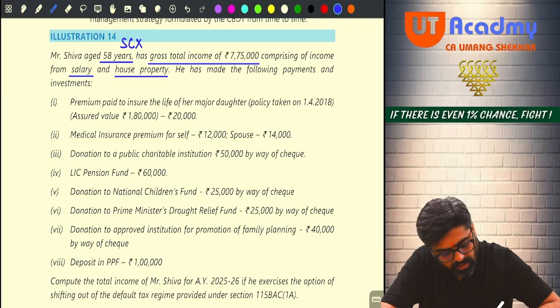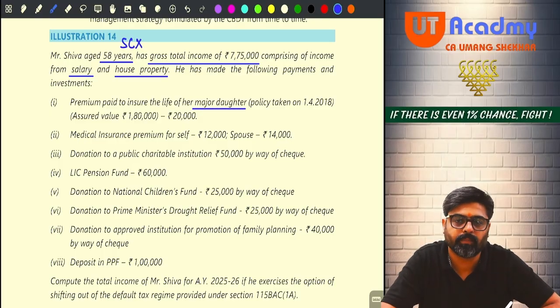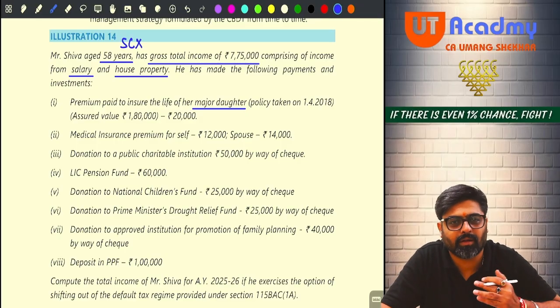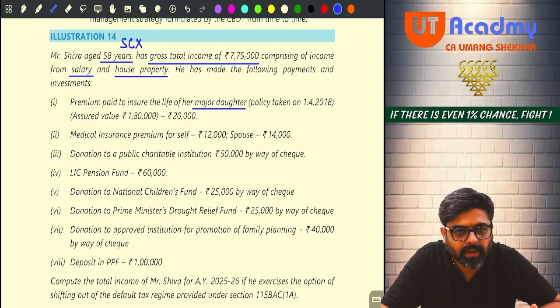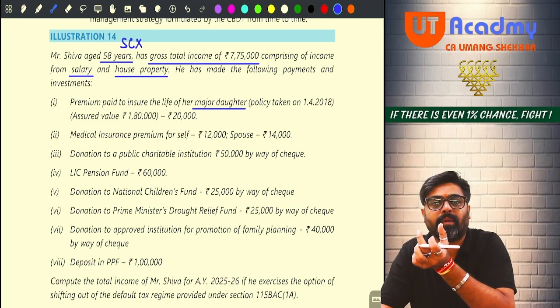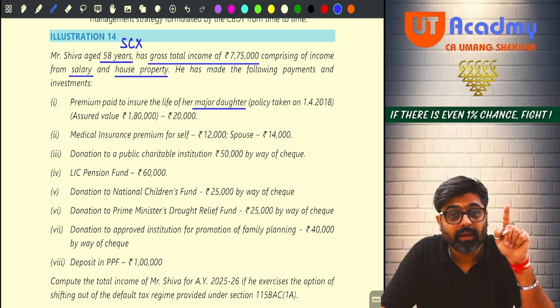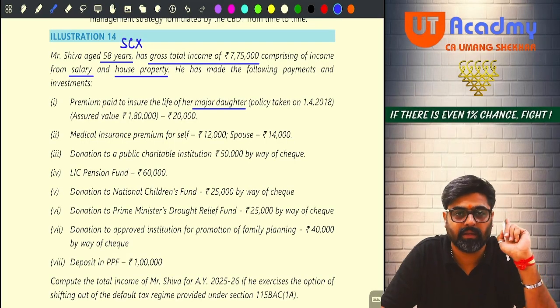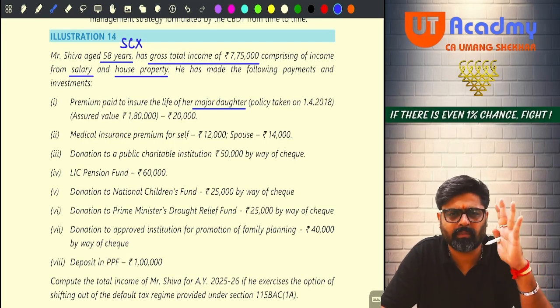Premium paid to insure the life of our major daughter. Major daughter means my own child. Whether major or minor, married or unmarried, dependent or independent will not make any difference if it is life insurance premium. For medical insurance premium, it should be for a dependent child, yes or no? But for life insurance premium, there is no such requirement.